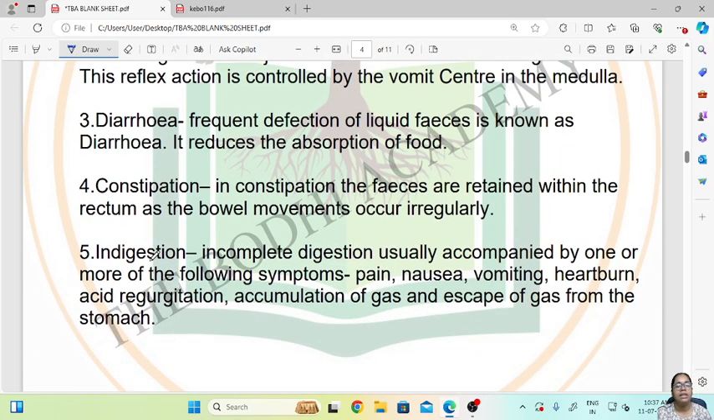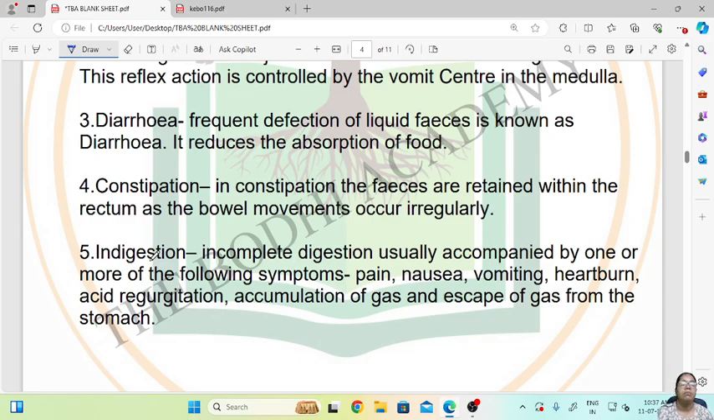Then fifth is indigestion. Incomplete digestion is usually accompanied by one or more of the following symptoms: pain, nausea, vomiting, heartburn, acid regurgitation, and accumulation of gas and escape of gas from the stomach. So this condition is called indigestion.